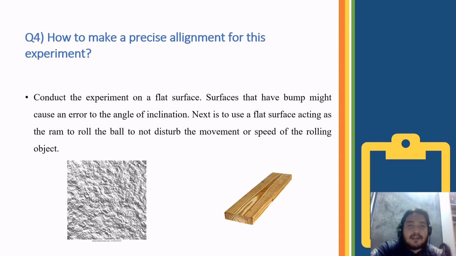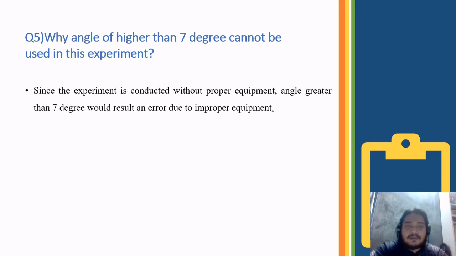To make a proper alignment for this experiment, we need a flat surface and a plank of wood that doesn't have a bumpy surface. Due to improper equipment, we won't be able to use an angle of inclination of more than 7 degrees, since it will result in error due to the limitation of the equipment.